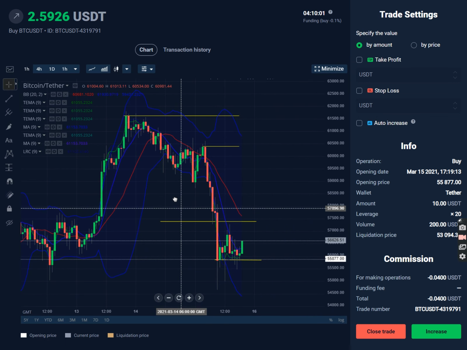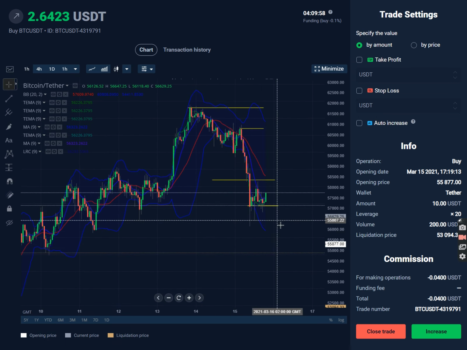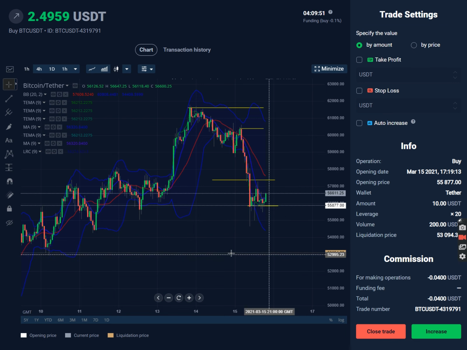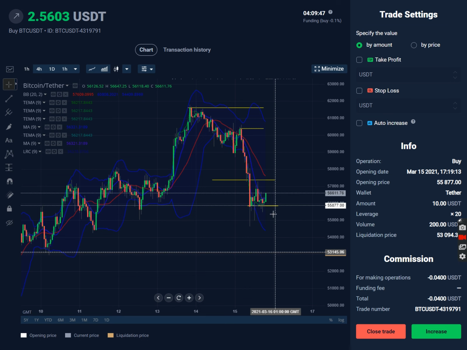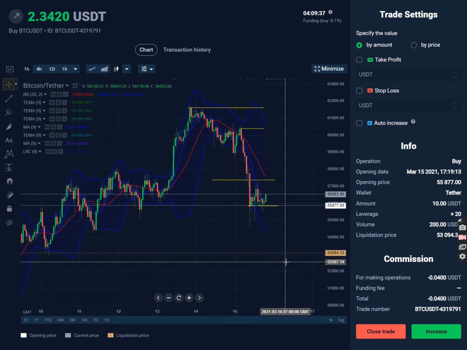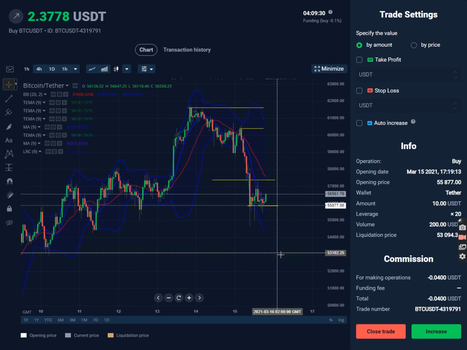Right, so if I just scroll along here a little bit, if I zoom right out, this bottom line here, this brown line where it says 53094, this is the liquidation line. That is basically the line where if the price reaches all the way down here and touches this line, I'll lose everything. I'll lose my 10, well, it'd be 20 because there's two trades, but it's 10 per each trade. So this is where I will lose my 10 that I've put in, basically.